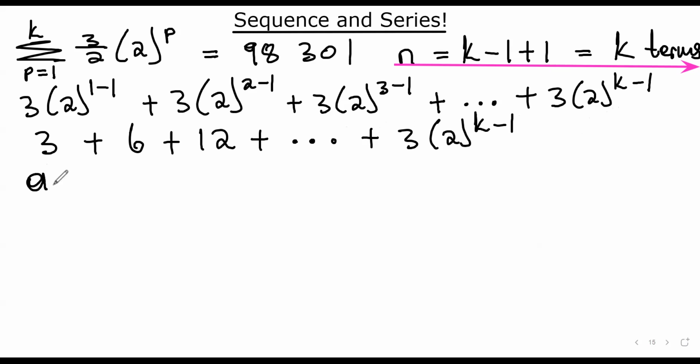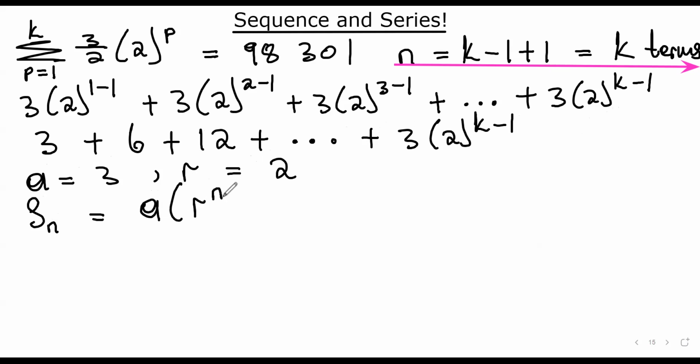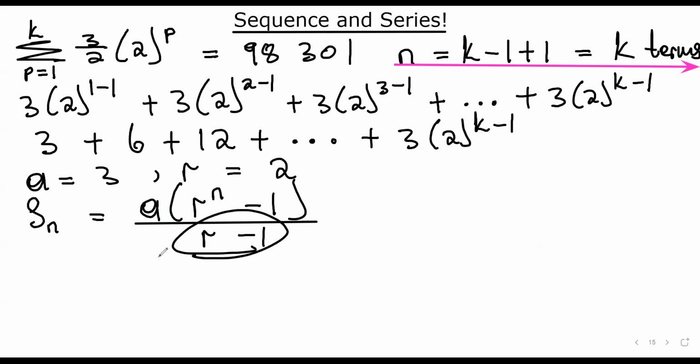Then you can tell them that the first term is going to be 3 and the constant ratio is going to be 2. And you know that the sum of the first number of terms for a geometric series is given by a into r to the n minus 1, and this is divided by r minus 1. You could have said 1 minus r to the n over 1 minus r. Well, both of them are equally correct.